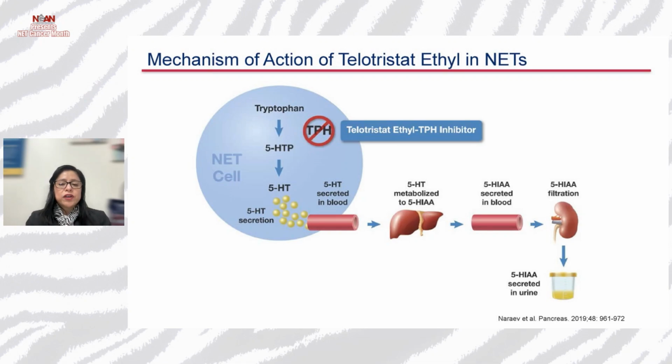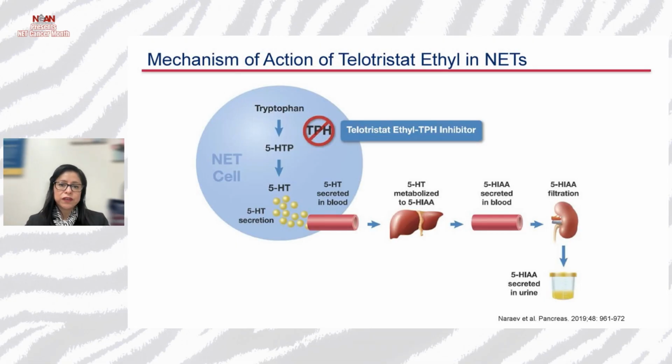So what other interventions are recommended or needed in order to control the symptoms related to hormone excess, especially diarrhea? As I mentioned, diarrhea is one of the most common symptoms. It's usually the most debilitating symptom related to the serotonin, the carcinoid syndrome. There is now a medication approved by the FDA for the symptoms related to carcinoid syndrome diarrhea, and the name of the drug is telotristat.